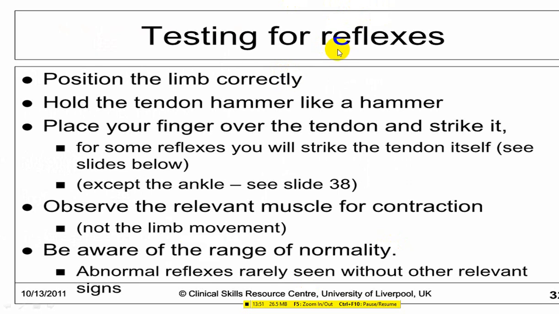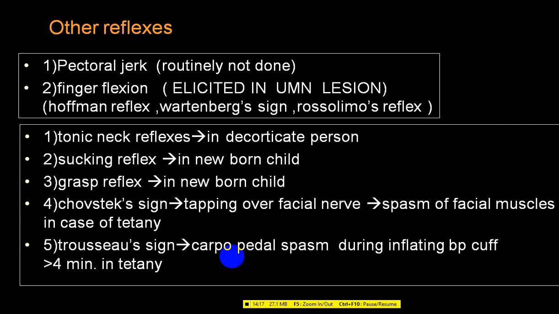Now whenever we examine the upper limb and lower limb reflexes, the most important part is the position of the limb. Then holding the hammer, then placing the finger over the tendon, and then the amount of force with which you strike. Then what do we look for? We look for the contraction of muscle and range of movement at the joint. These are the things which we look for.